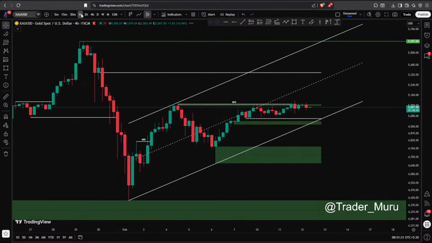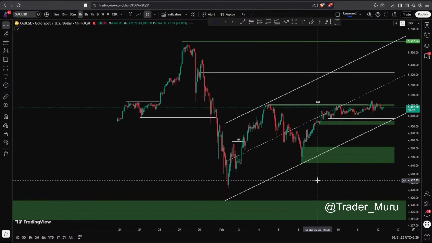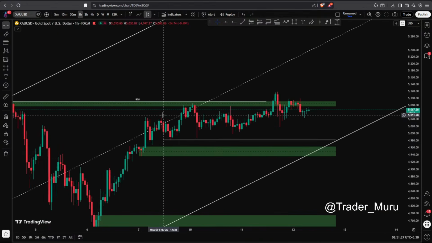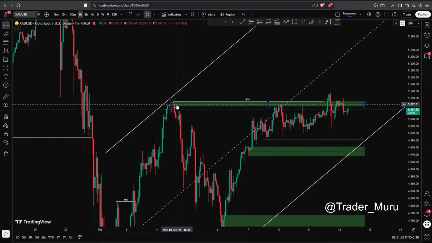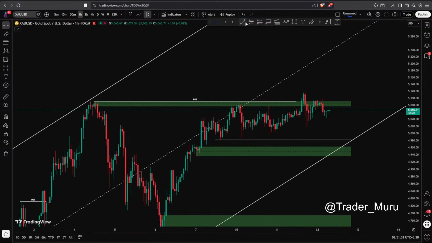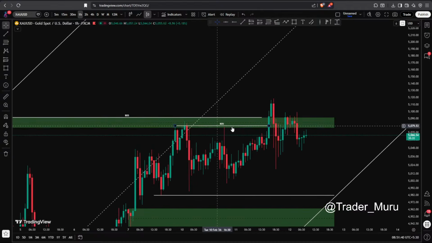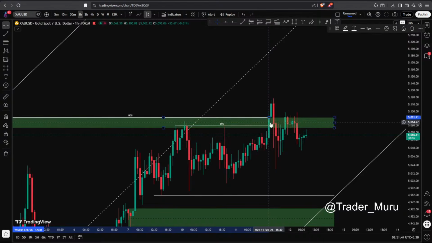Now let's see this in the 1 hour time frame. In the 1 hour time frame, the last breakout structure here is this one. That's why this area is very strong. It is having a 1 hour and 4 hour breakout structure area.